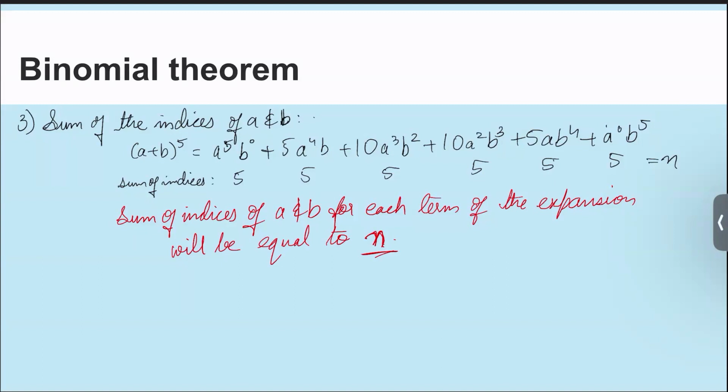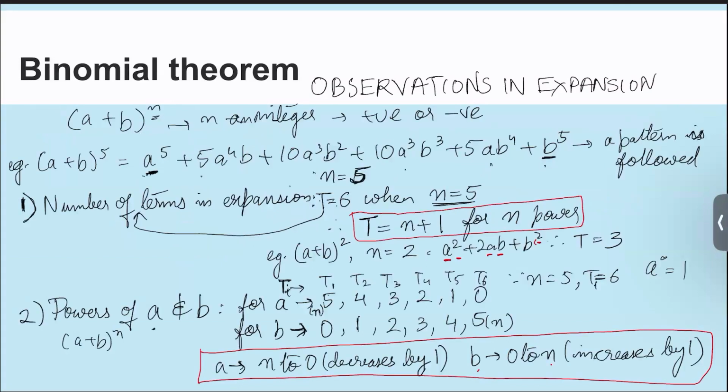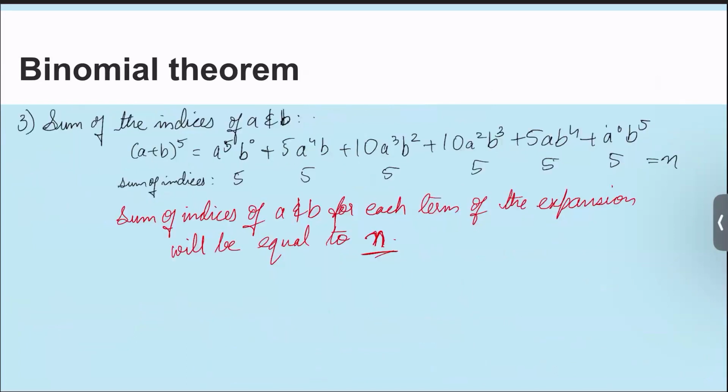Now, we saw the patterns that are being followed, the rules like the number of terms of the expansion should be one more than the power that you're using. And for the powers of A and B, there is a sequence: one decreases from n to 0, and the other increases from 0 to n. And also the sum of the indices of A and B should be equal to the power that is being used for the expansion.